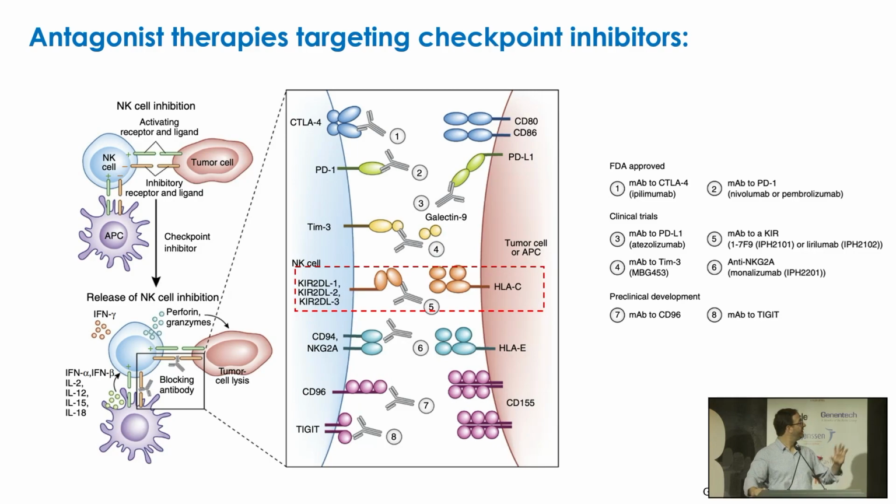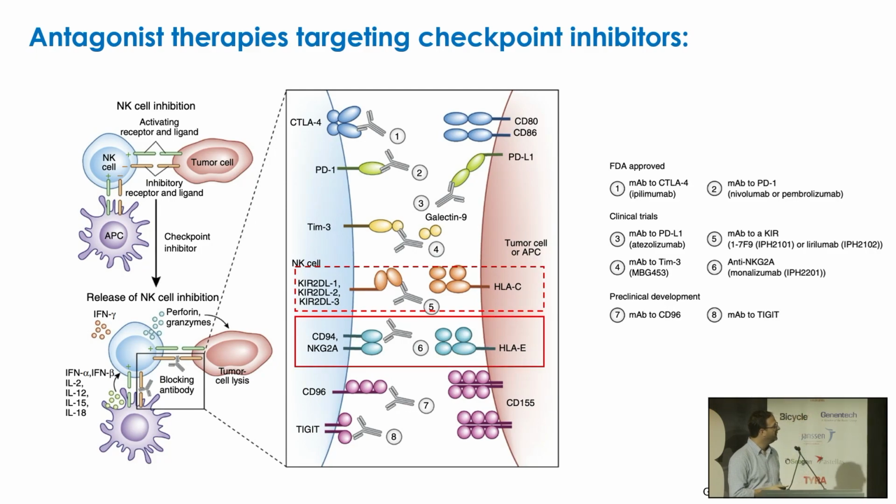interact with HLA. This is a system, mind you, that's been evolving since before RAG genes. So just consider that this is our ancestral immune system. Today, however, I'm going to be talking about this other pathway, CD94 and NKG2A. For the purposes of this talk, I'll just refer to it as NKG2A.